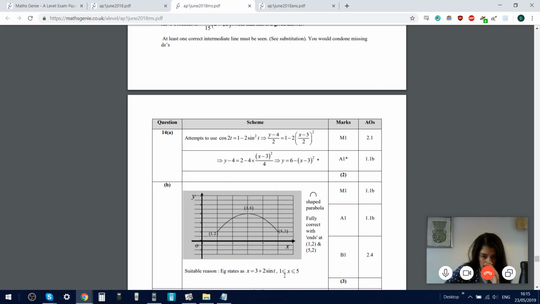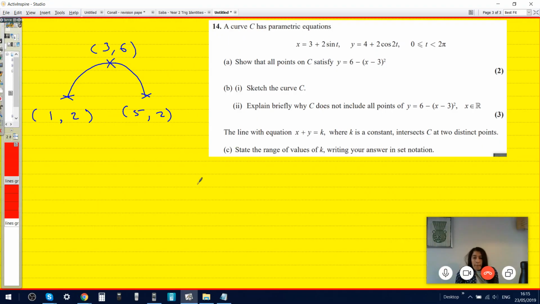Is that what they said? Go down. It states x is equal to 3 plus 2 sine t, so x is between 1 and 5. I think you'd need to say more that t is between 0 and 2 pi, and that's why it's between 1 and 5. But anyway, is it just those? Yeah.